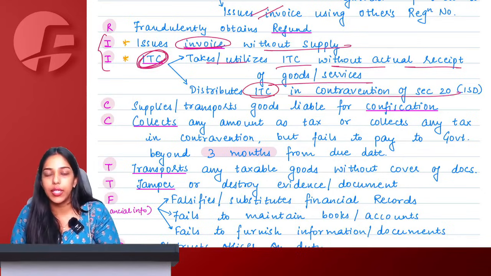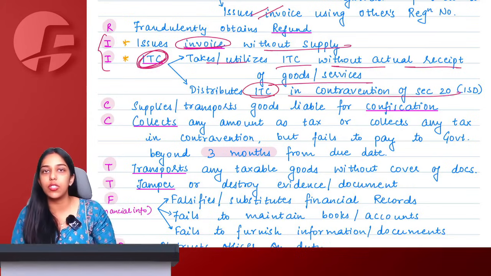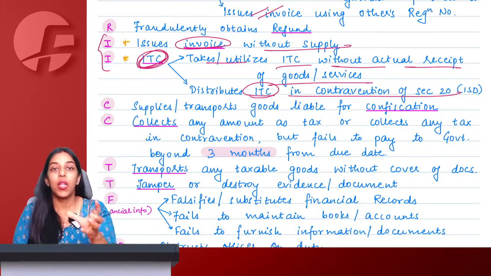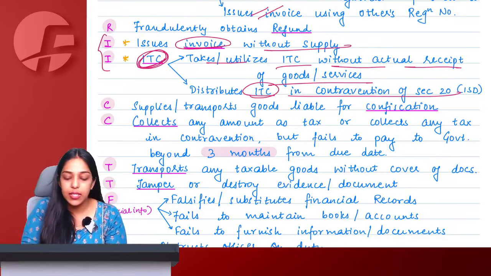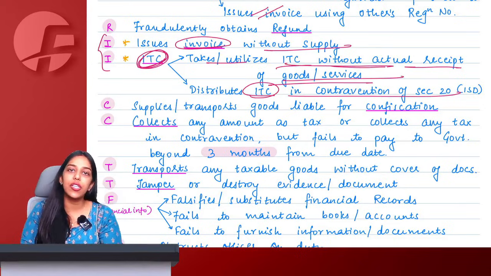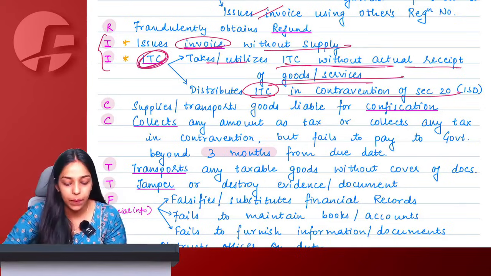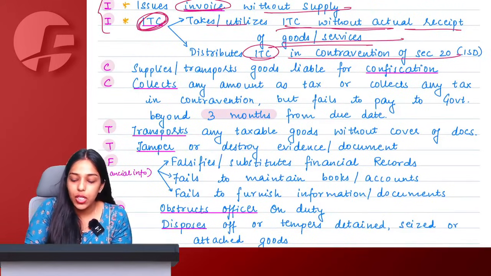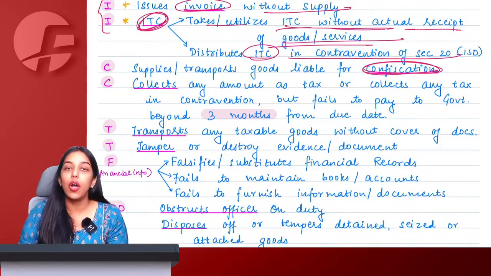contravention of section 20. Section 20 was input service distributor. So not according to that. Otherwise, according to section 20, you've distributed credits, and then this is simple that you've not actually received goods or services but still you are taking ITC. Then C is supplies or transports goods which are liable for confiscation.